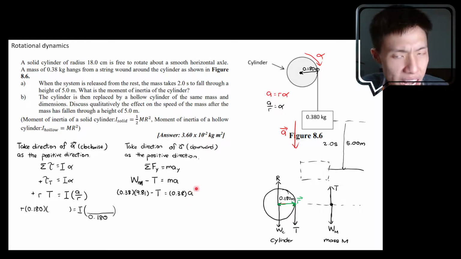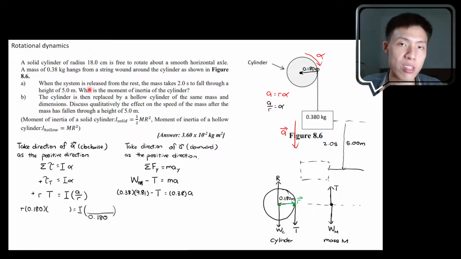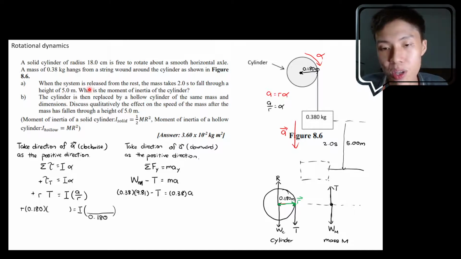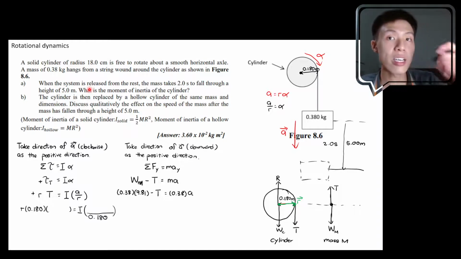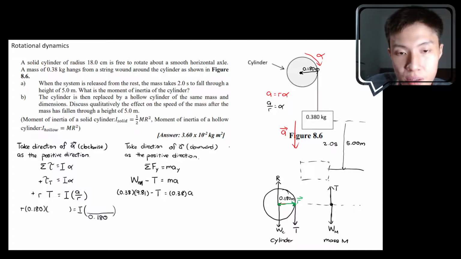But actually, A can be determined. How do you determine A? Well, they tell you that the mass takes 2 seconds to fall a height of 5 cm. So if it tells you the downward displacement and the time as well, you can determine the acceleration through kinematics of linear motion. To be more specific, you use the kinematic equations. So let me write down the SUVAT for now first.